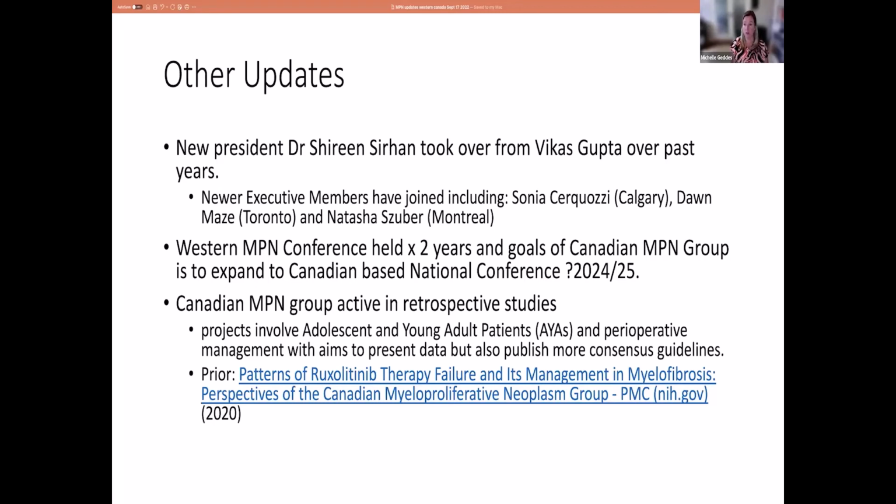So patients under the age of 40 who have MPNs, this is a different group of patients, as one of our questions alluded to earlier. And perioperative management: how do you manage patients who are on all of these drugs or have high platelets around surgery? We know the increased risk of clotting and bleeding is there. They're hoping to establish consensus guidelines across the country to help guide physicians in managing these disorders.